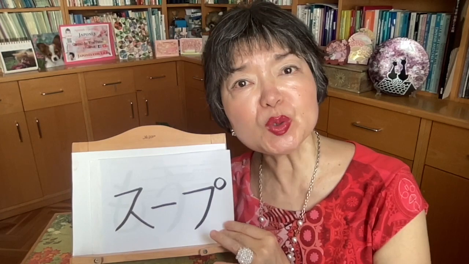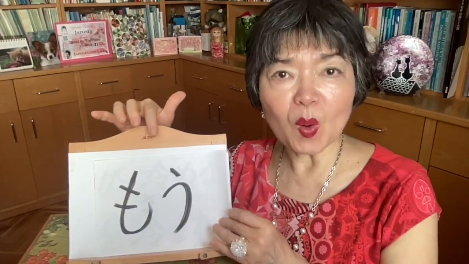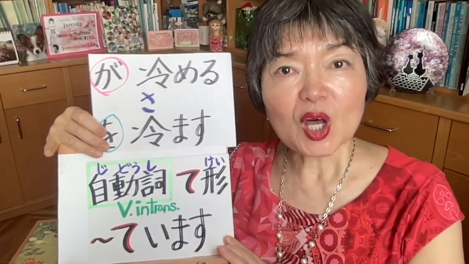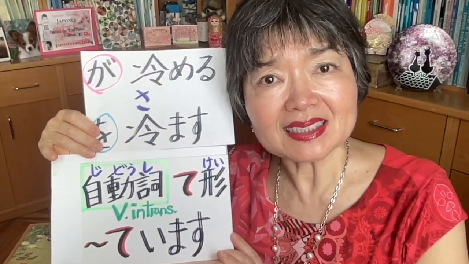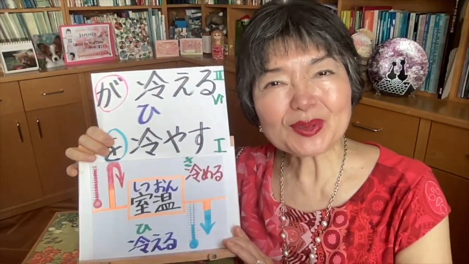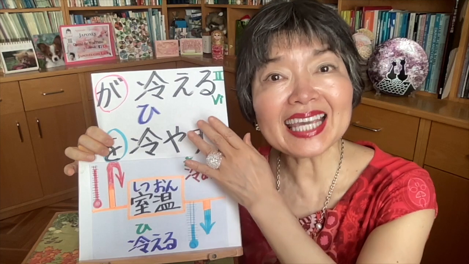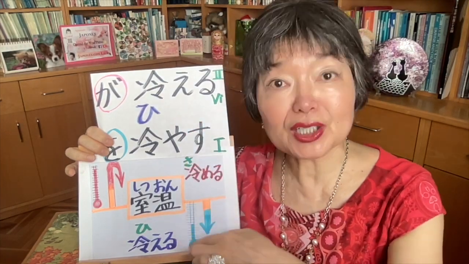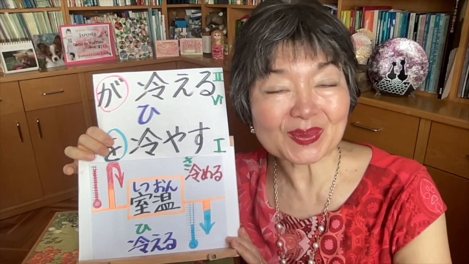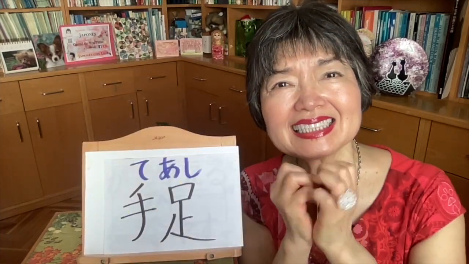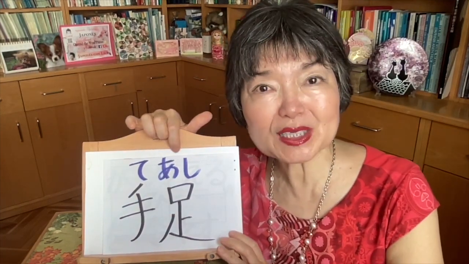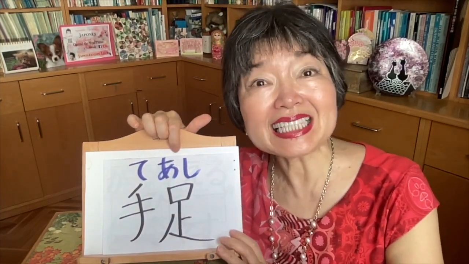このスープはもう冷めています。このスープはもう冷めてるよ。Now an example using something が冷える。In this case, the temperature is below. So it is to get chilled or to get cold. My hands and feet get cold. 手足, this is a useful expression meaning the hands and feet.